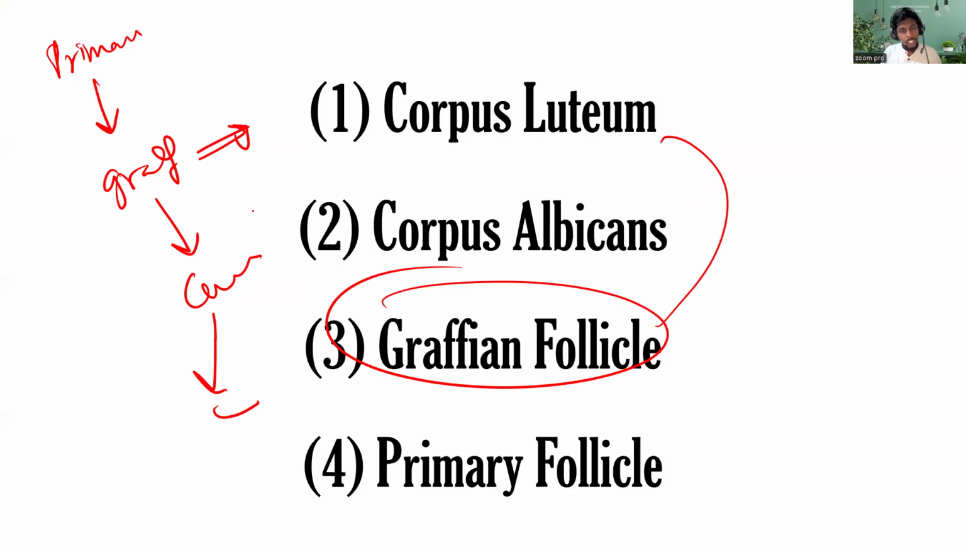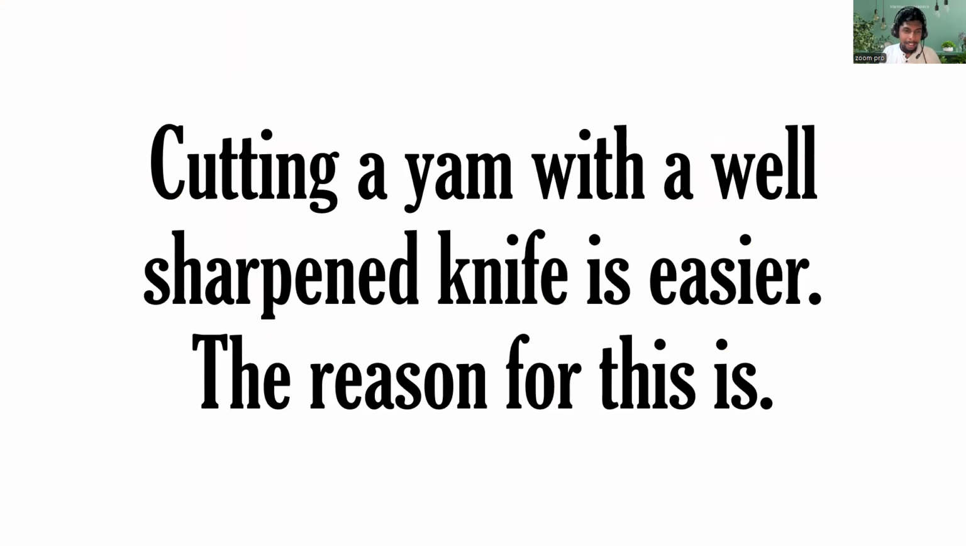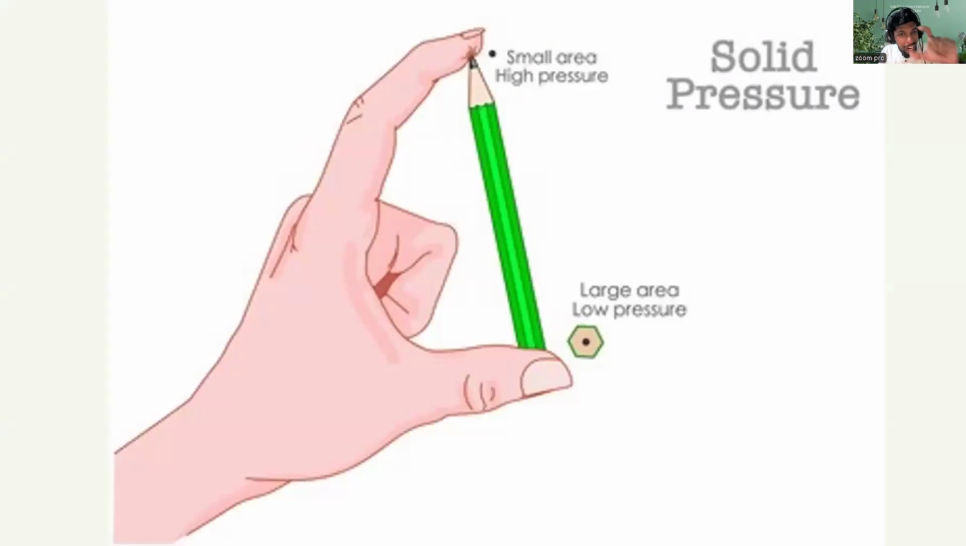So we have discussed question number 7. Question number 8, regarding pressure. Those who got it wrong, you have studied this in grade 9. There is a question like this: why are we sharpening the knife? Because when the area becomes less, the pressure becomes high.